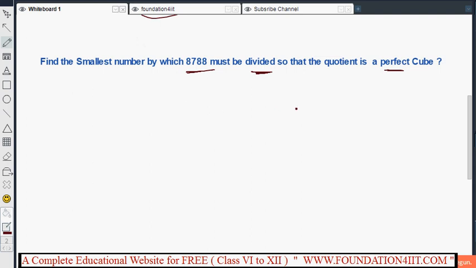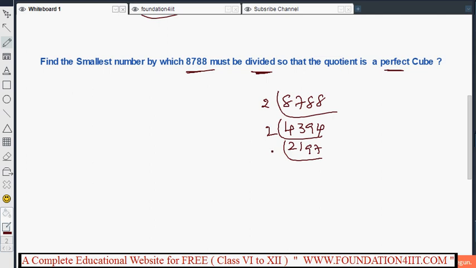This is the question. So we'll take 8788, and start with the prime factorization method to resolve this number into prime factors. Take 2 table. I'm doing directly, 4394. 2, 1, 19 is 9, 7. Now this 2197 is not divisible by 3, 5, 7 and 11, next to 13. It is divisible by only 13 table. 13, 1, 169, sir. 13, 13, sir. Fine, so 8788 I can write as 2 into 2 into 13 into 13 into 13.